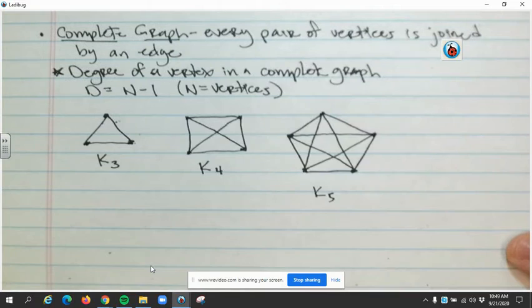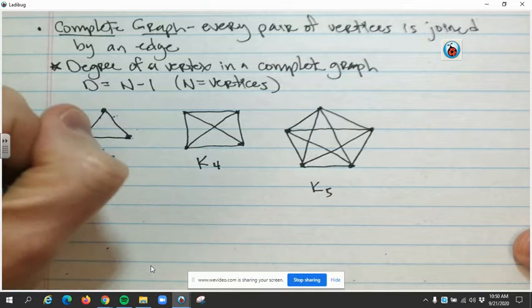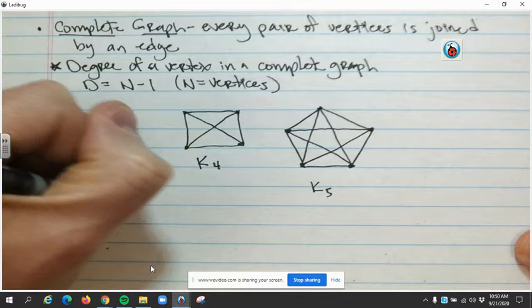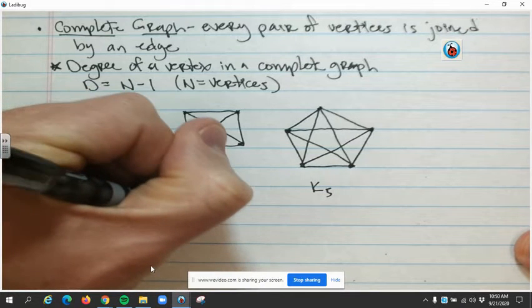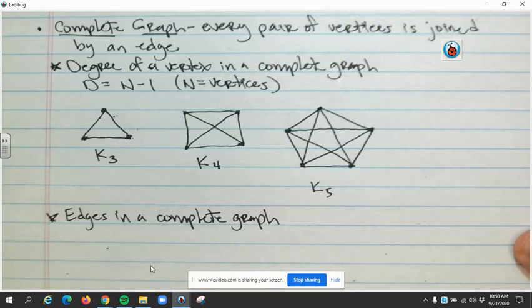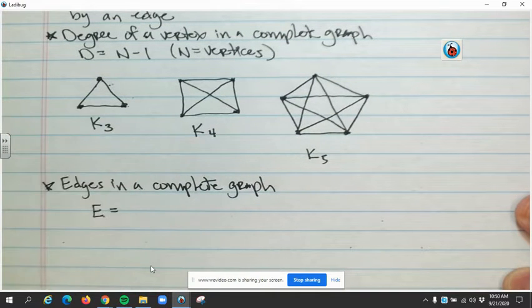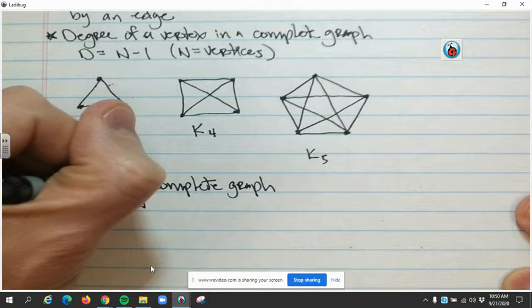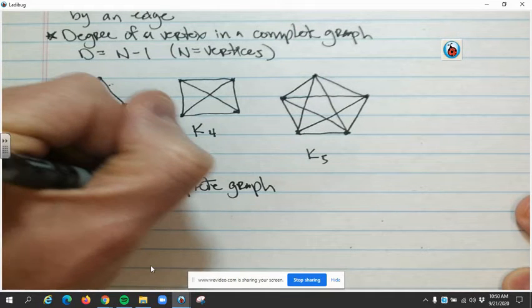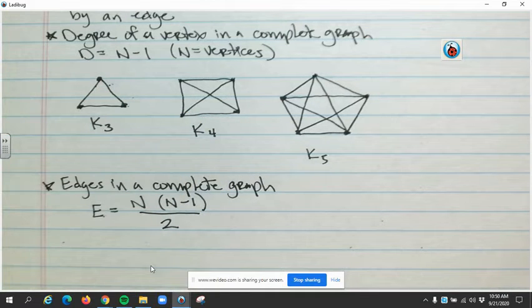Another formula to know is edges of a graph. So edges in a complete graph. There's a formula to know for this. I'm going to write E for edges equals N, remember that stands for vertices, times N minus 1, all divided by 2. Remember again, N stands for vertices. So E stands for edges.